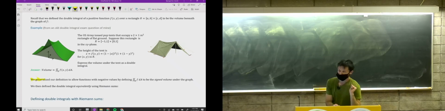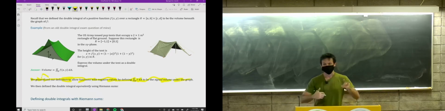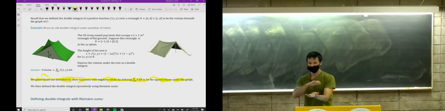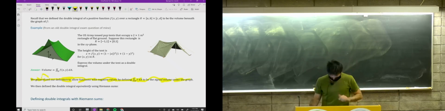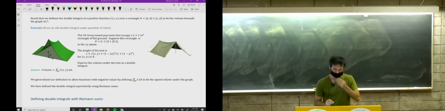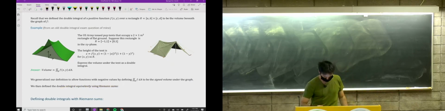We next generalized our definition to allow functions with negative values by defining the double integral of f to be the signed volume under the graph. So this is where you subtract volume that lies below the xy plane. So that was our first definition of a double integral. The second one, which is equivalent to the first one, used Riemann sums. So let me remind you how those went.